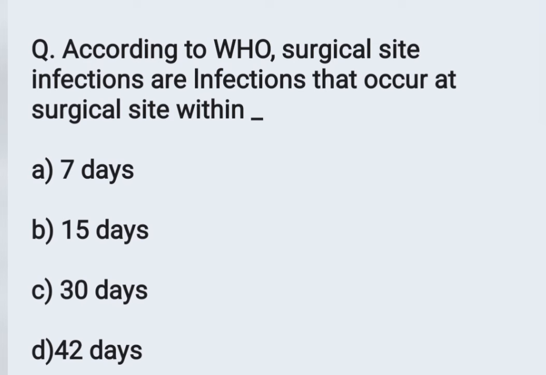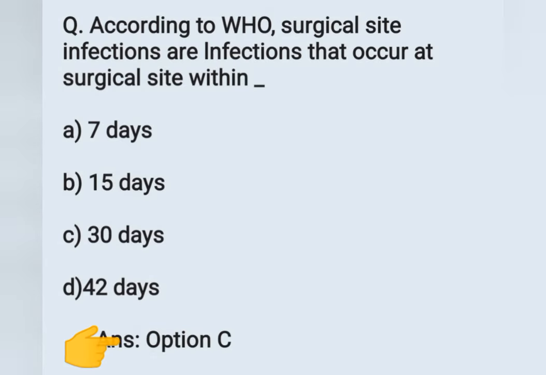According to WHO, the surgical site infection occurs within. Mainly the surgical site infection on the surgical area occurs within 30 days. Option C is the correct answer.